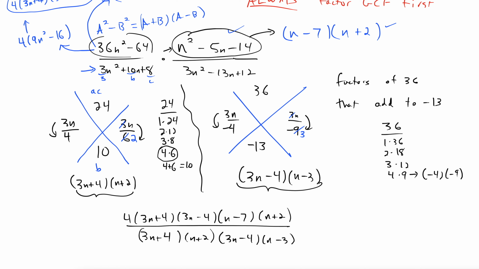Let's do our canceling. Okay, so let's see, what do we have? Check this out. 3n plus 4 and 3n plus 4. 3n minus 4 and 3n minus 4. n plus 2 and n plus 2. That was a lot. Okay, so 4n minus 7 divided by n minus 3. There we go.